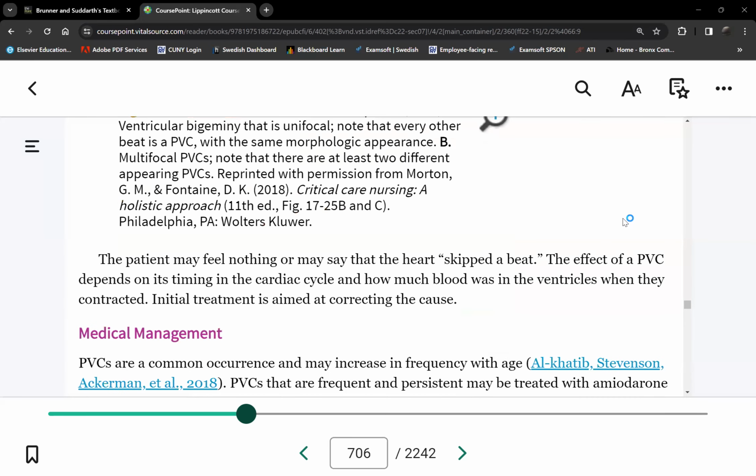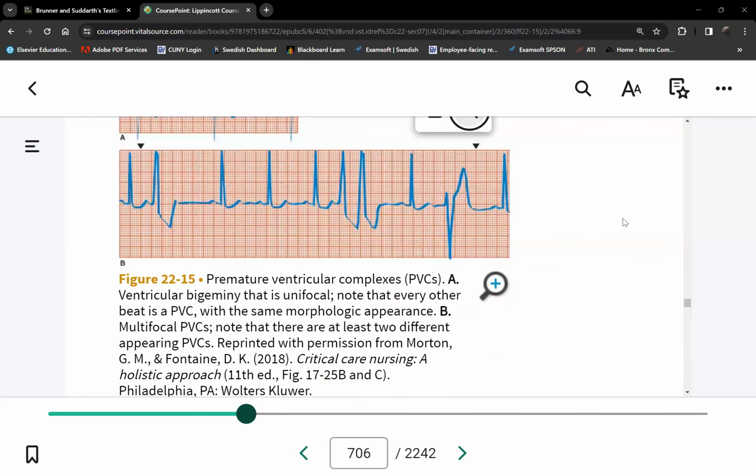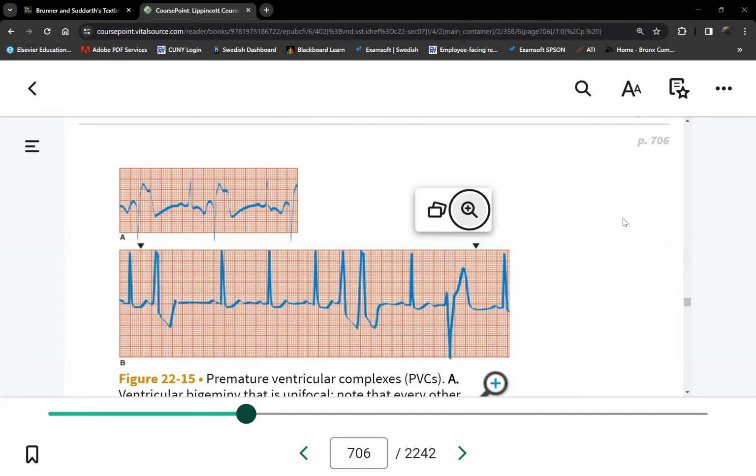So can you go back to the quad? If it's quadrigeminy, then it'll be every 4th beat. We don't have an example here. If this was not 2 in a row, then yes, this would be considered a quad if it was only 1. But since it's 2, we don't call it quadrigeminy because it's a couplet.